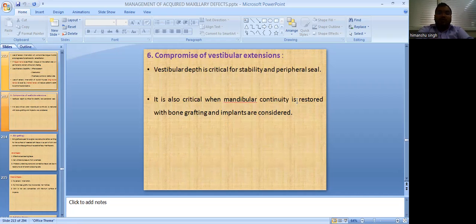Sixth point is compromise of the vestibular extension. Vestibular depth is critical for stability and peripheral seal. It is also critical when mandibular continuity is restored with bone grafting and implants are considered.